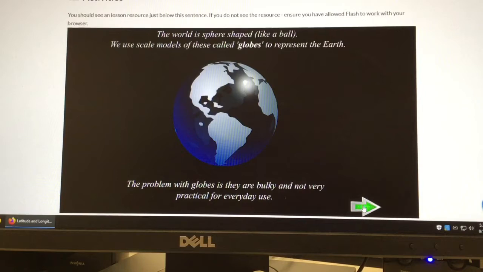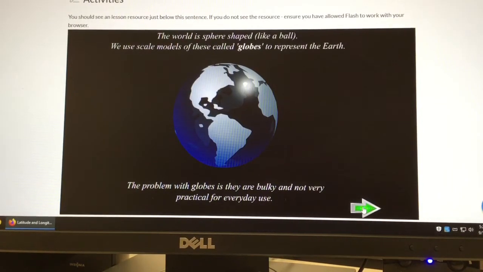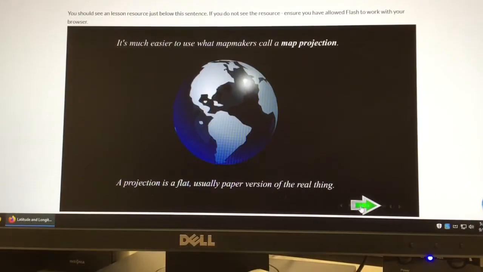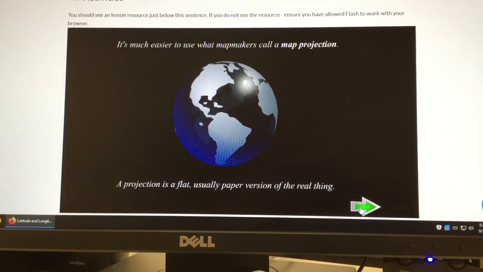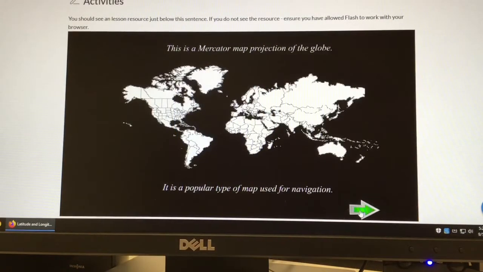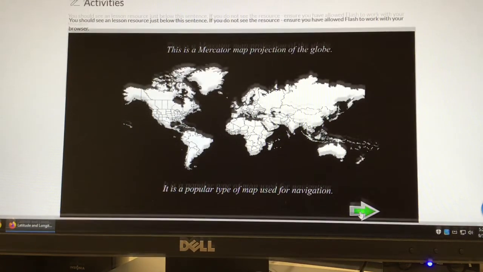The world is a sphere shaped like a ball. We use scale models of these called globes to help represent the Earth. The problem with globes is they are bulky and not very practical for everyday use. It's much easier to use what map makers call a map projection. A projection is a flat, usually paper version of the real thing. This is a Mercator map projection of the globe. It is a popular type of map used for navigation.